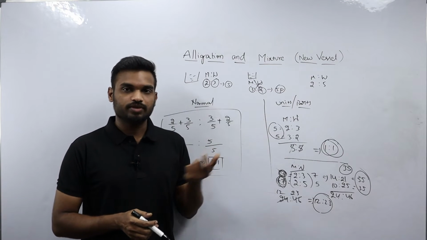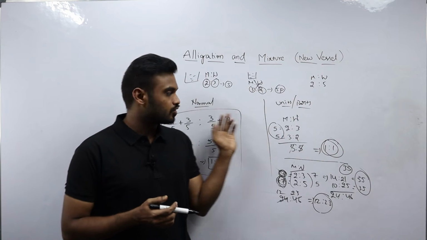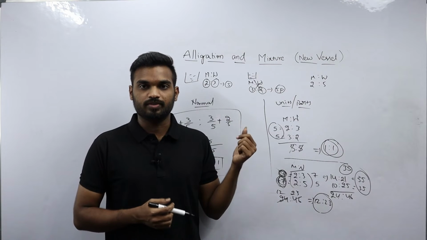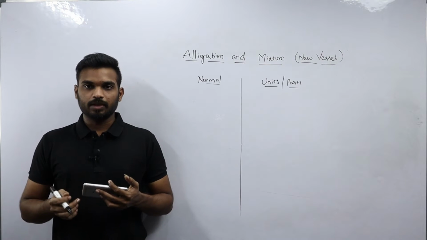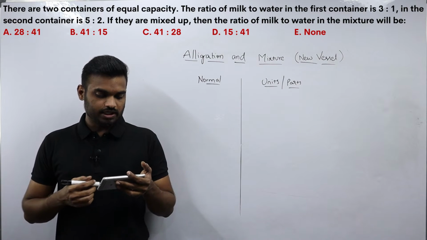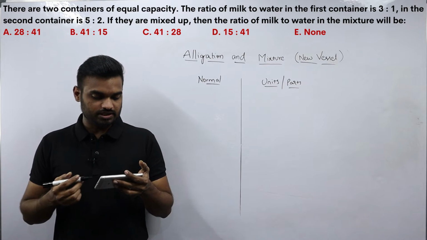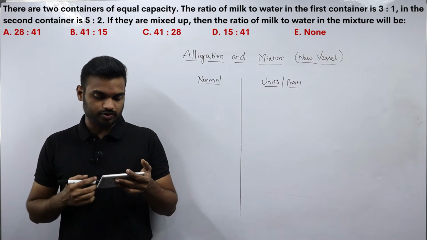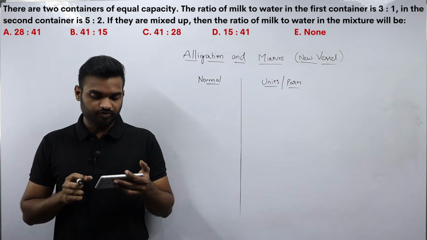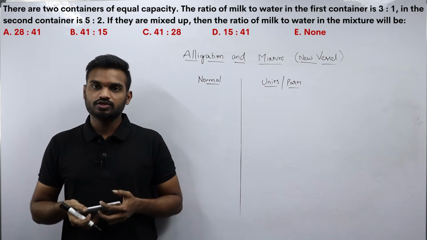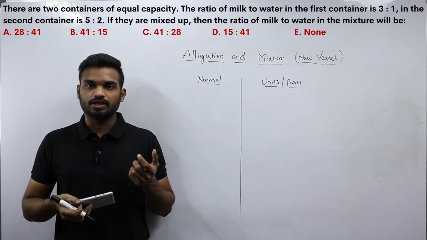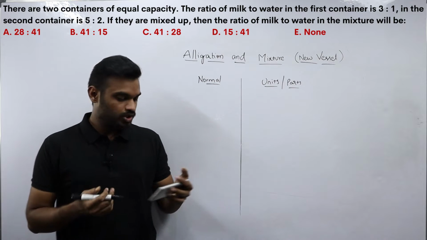Let's solve some basic level problems so that you can understand how to use these two methods. Now let's see the first problem. There are two containers of equal capacity. The ratio of milk to water in the first container is 3:1 and in the second container is 5:2. If they are mixed, then what is the ratio of milk to water in the mixture? So we need to find the ratio of milk to water in the resultant mixture.